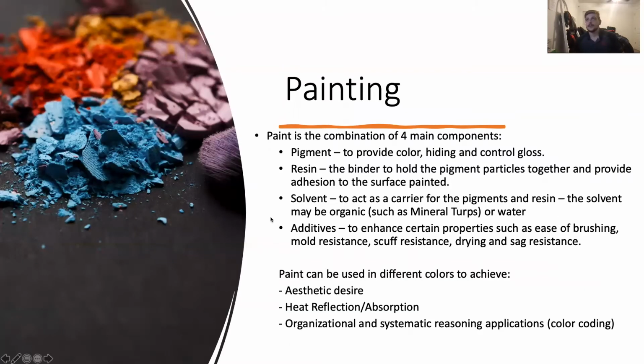All right, first let's start breaking it down into its parts. Painting. Painting has four main components that make it up. Number one is the pigment, which provides the color, does the hiding, and controls the gloss of the surface. The resin is the binder of the pigment particles together and basically provides adhesion to whatever surface you're putting it on. And the solvent next is the carrier of the pigments in the resin. Basically, the solvent can be organic, like a mineral terp, or water, just something to push the material where it needs to be.